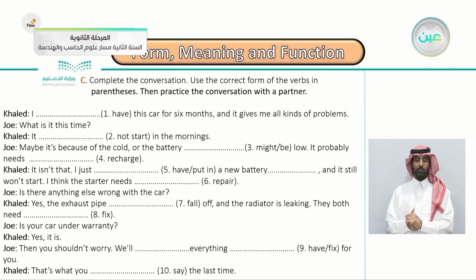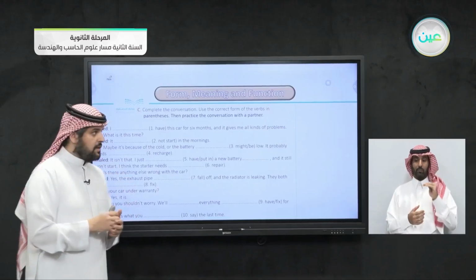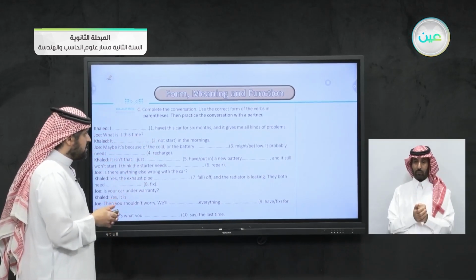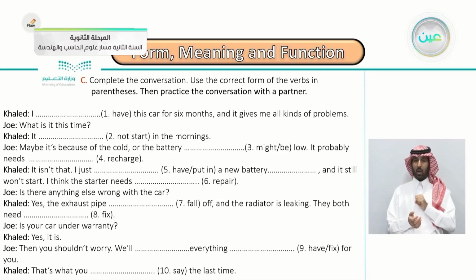Let's take some of these here. The first, here's a conversation between Khalid and Joe. Complete the conversation. Use the correct form of the verbs in the parentheses. Then practice the conversation with a partner. So let's answer this quickly. The first one: I have had the car for 6 months, and it gives me all kinds of problems. Joe: what is it this time? It means that his car is always having troubles.